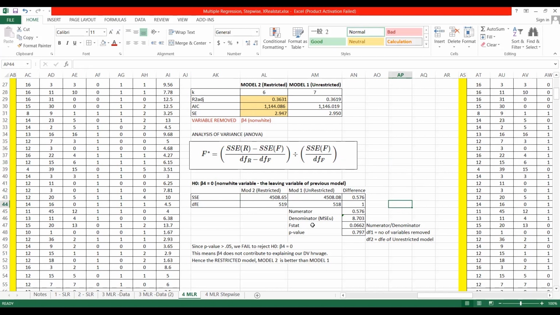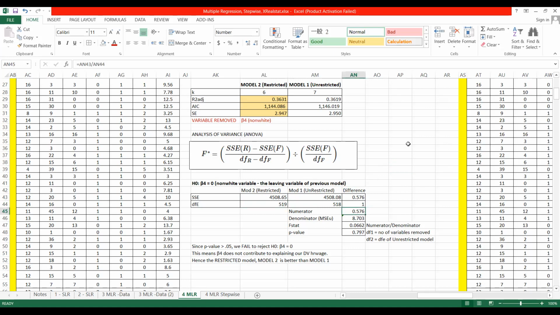And the difference of the degrees of freedom is 1. Where did this come from? Degree of freedom of restricted minus degree of freedom of unrestricted. Or, how many regressors do we have here? 7. How many regressors do we have here? 6. So their difference is 1. Okay. So let's compute for this.